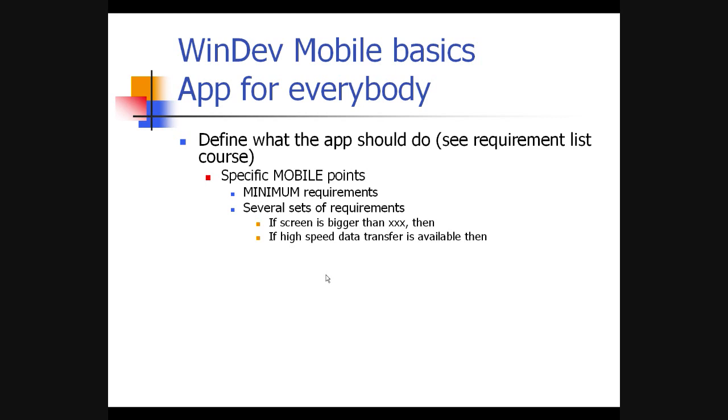Another thing that you can state in your requirement is if high-speed data transfer is available, then... If not, then... One example, well, if high-speed data transfer is available, then I access directly the main database on the server. If not, I access only my small replicated database that I have on my machine, and I wait till the high-speed data transfer is available to connect and do this or that. That's one example. You will have an application that will work in two different ways depending on what is available.